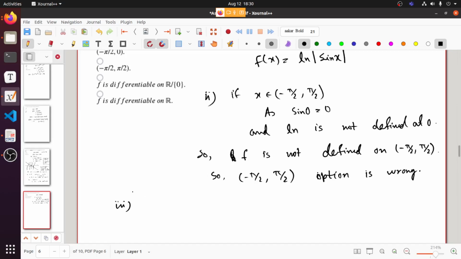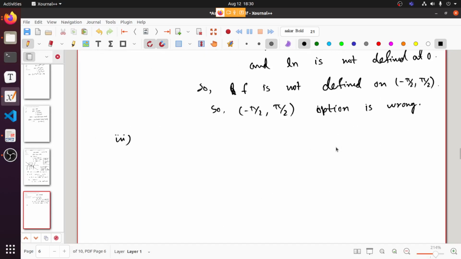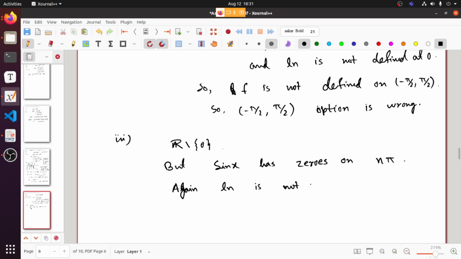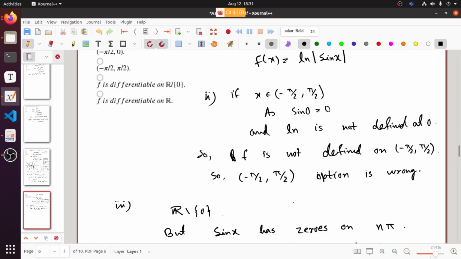Option 3 is not correct, because of where sine will be 0. This is ln of sin x, right? But here you have to check the domain. Sin x has zeros at n pi, right? So in this domain sine has infinitely many zeros, so again ln is not defined at n pi, as sin n pi is 0, right? So here also R minus 0 is not the correct option.